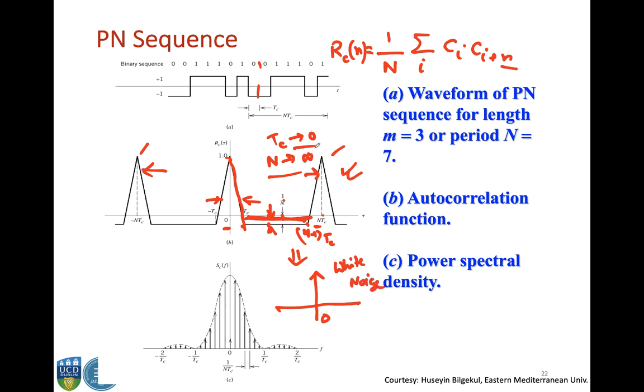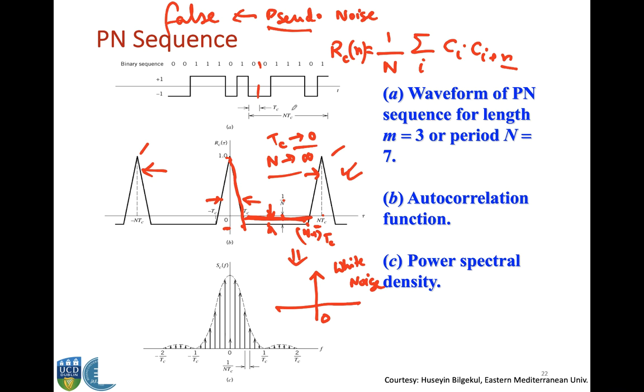So with this assumption, if TC tends to zero and n tends to infinity, the autocorrelation function of a PN sequence looks like white noise. So that's why it is called pseudo noise, since PN stands for pseudo noise. So this is not quite noise, but it's pseudo noise. The term pseudo means false.